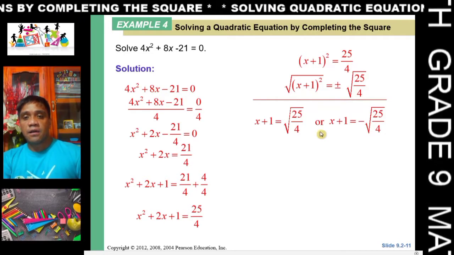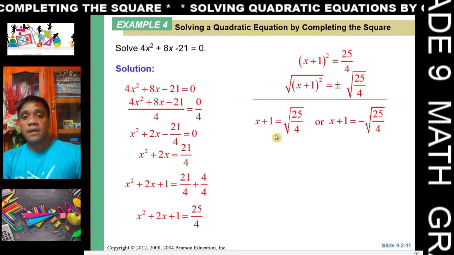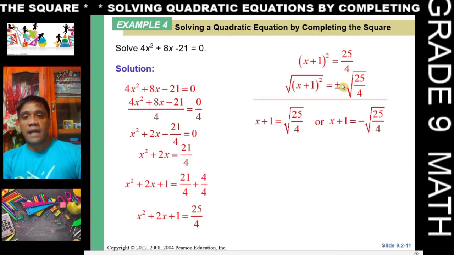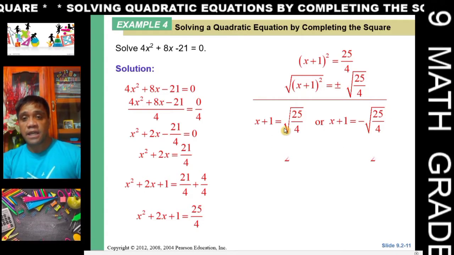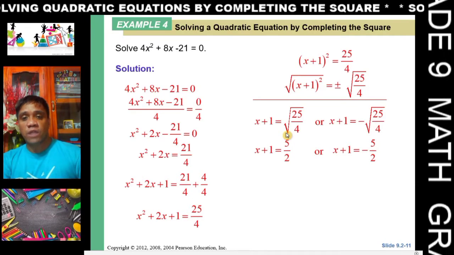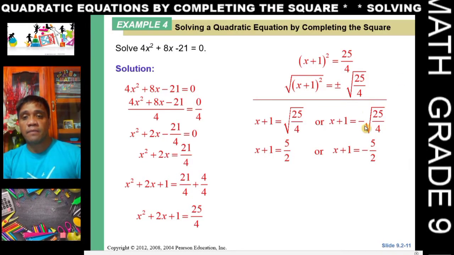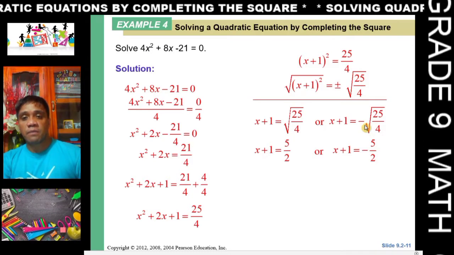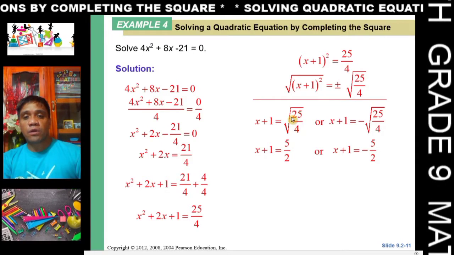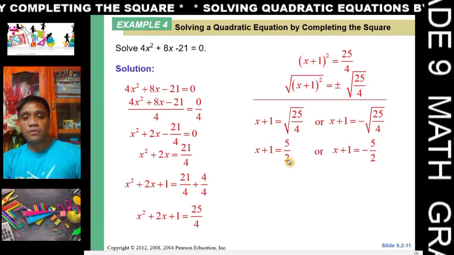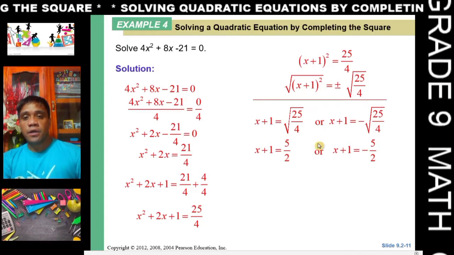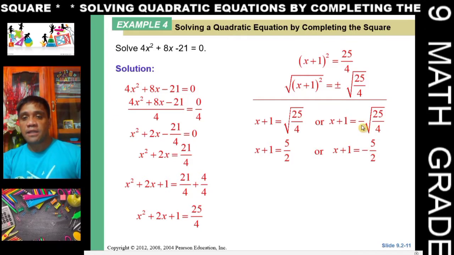Then, as you notice in the given slide, it is already broken because we have plus minus. So the first one is plus and the other one is minus. Plus a positive square root of 25 over 4, and the other one is negative, the square root of 25 over 4. So the square root of 25 over 4 is equivalent to 5 over 2, because the square root of 25 is 5, and the square root of 4 is 2. Still the same here, but then copy the negative sign.